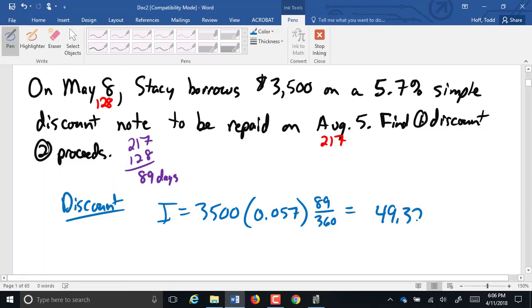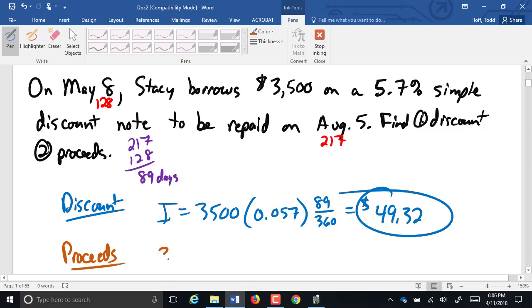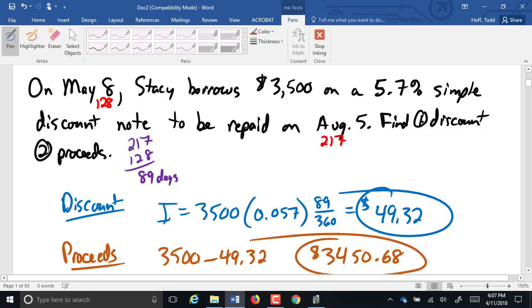$49.32 is our discount. So then our proceeds are $3,500 minus the discount, $3,450.68. Correct? Cool.